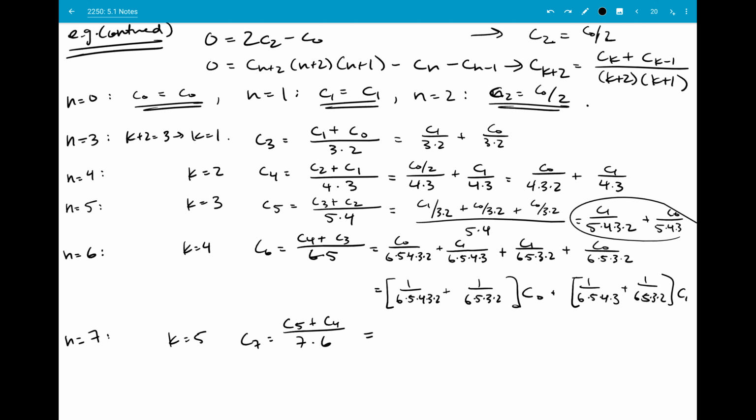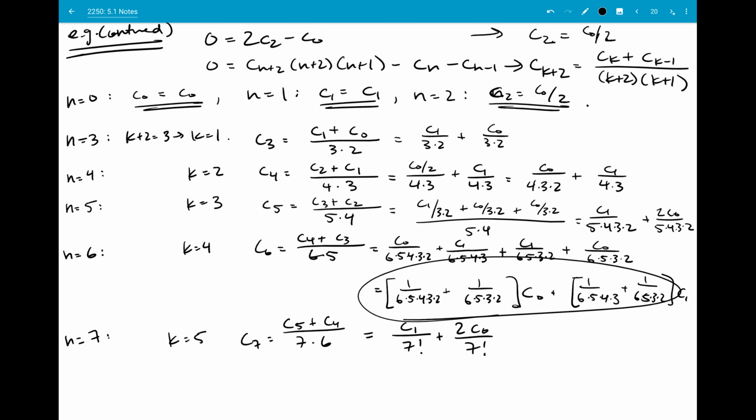So C5 was that thing. So I'm going to have, actually, you know what? I'm going to bring back that too. C1 over 7 times 6 times 5 times 4 times 3 times 2 is 7 factorial. Plus 2C0 over 7 times 6 times 5 times 4 times 3 times 2, also 7 factorial. Canceling out those 2's made my life harder when I was writing out these terms because I couldn't use my factorial notation so easily. So I won't do that anymore.